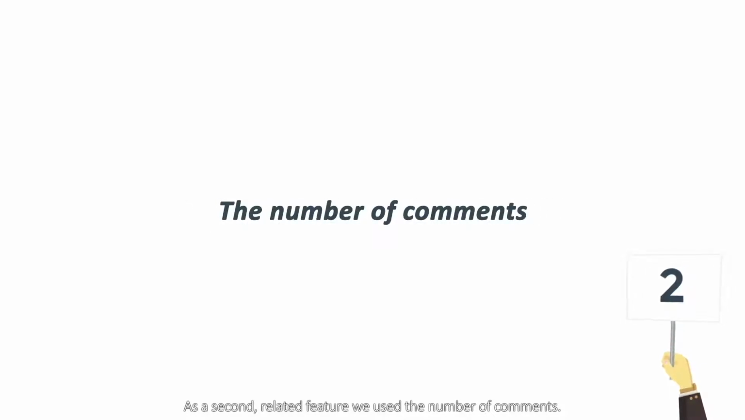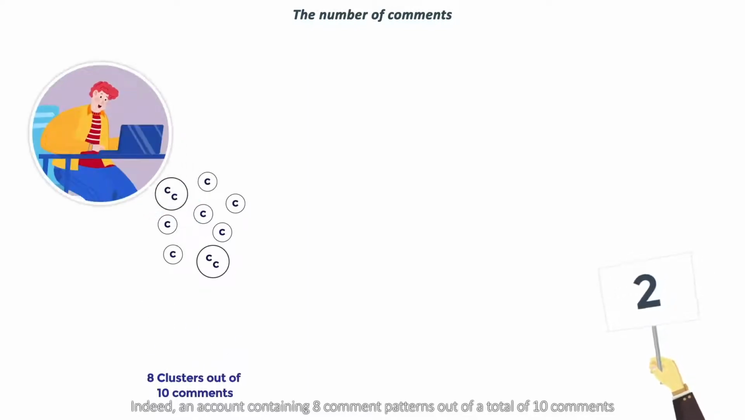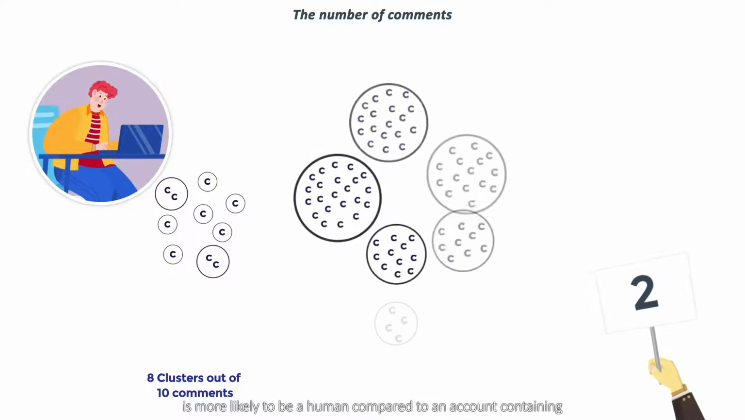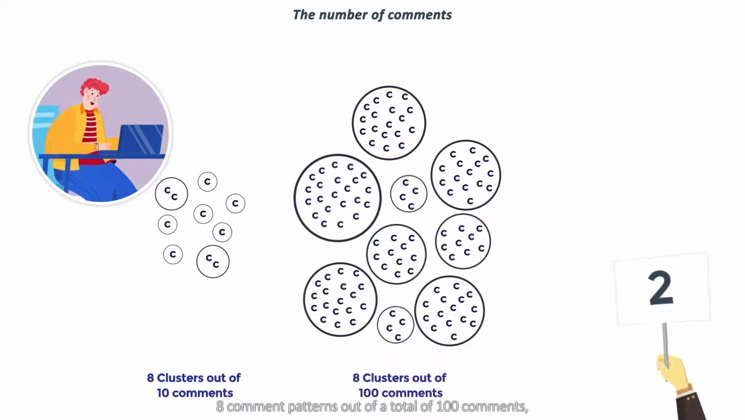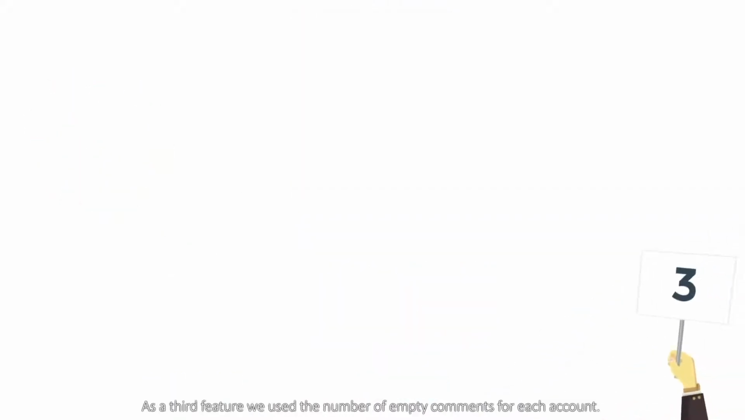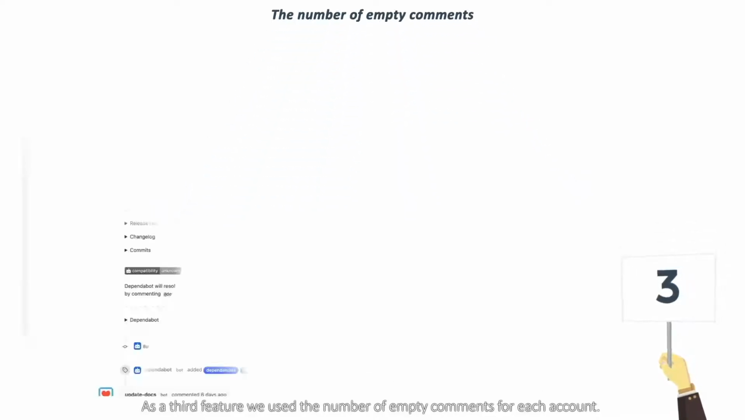As a second related feature, we used the number of comments. Indeed, an account containing 8 comment patterns out of a total of 10 comments is more likely to be a human compared to an account containing 8 comment patterns out of a total of 100 comments, which is more likely to be a bot. As a third feature, we used the number of empty comments for each account.